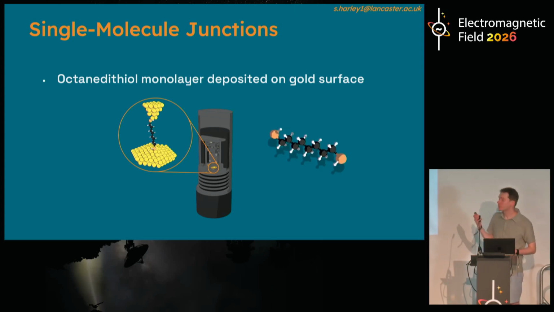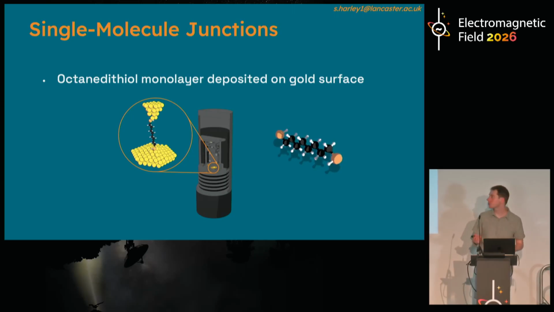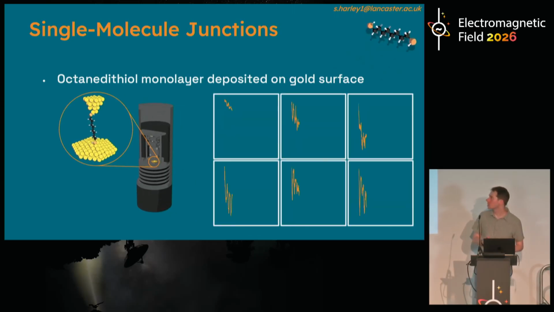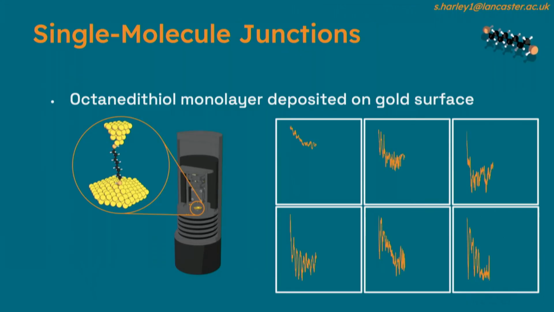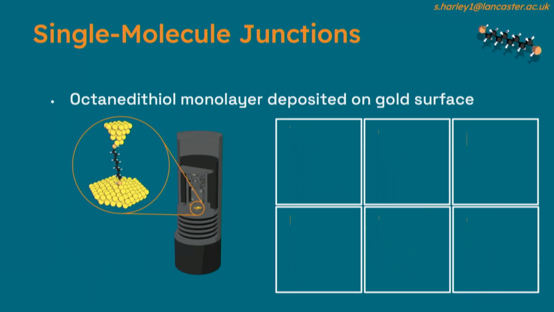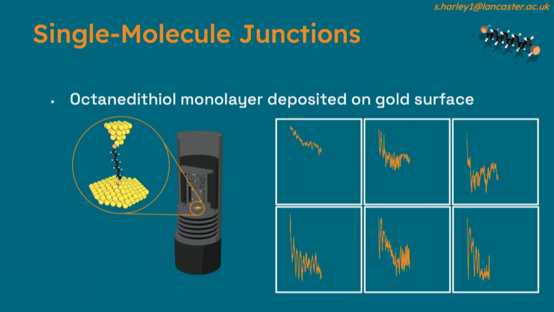But there's actually quite a lot of complexity in the binding between the gold and the molecule. So you get measurements that look like this, where we're seeing molecular binding events and single molecule circuits, but every circuit is a little bit different. So how do we handle this kind of variation and say something actually useful about our molecule?